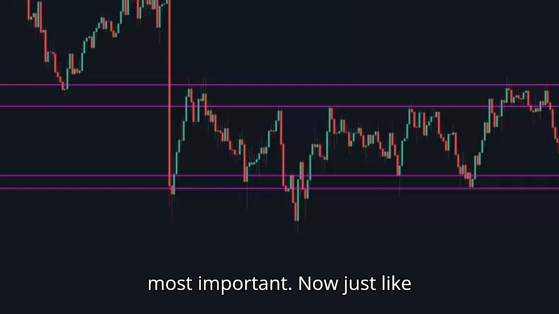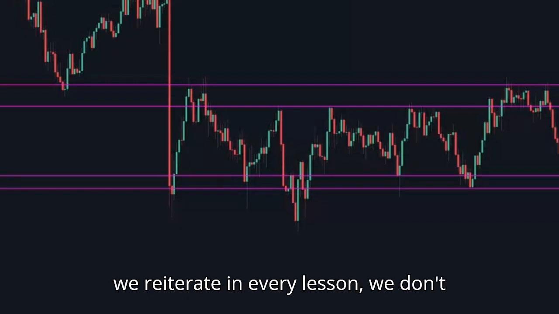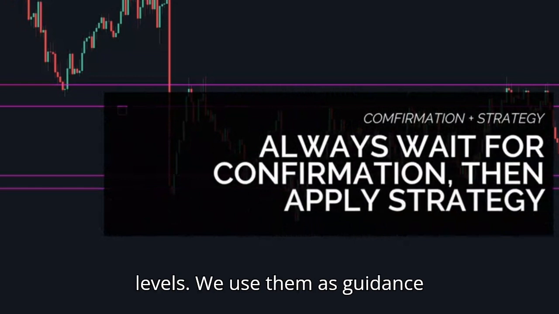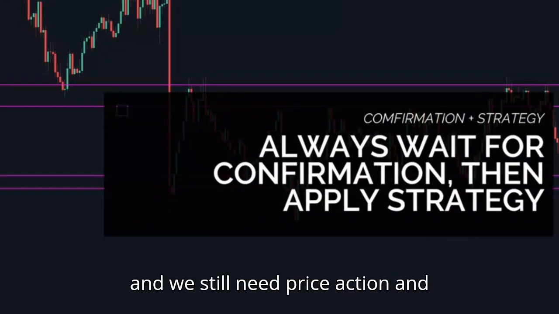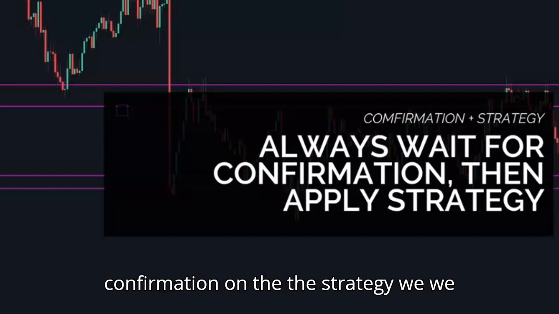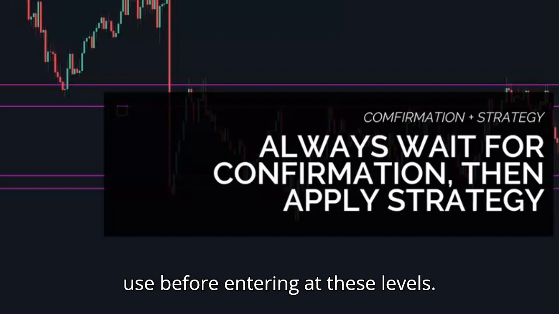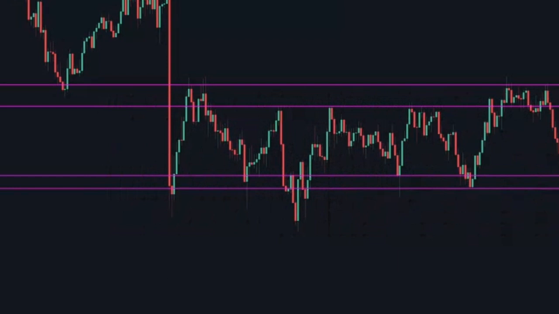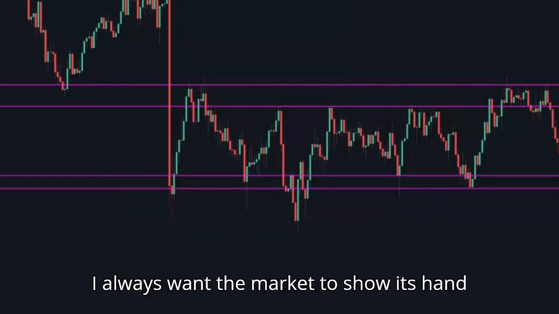Now, just like we reiterate in every lesson, we don't just take trades at these levels. We use them as guidance, and we still need price action and confirmation from the strategy we use before entering at these levels. I always want the market to show its hand. We will dive more in depth into these entries in our strategy section.